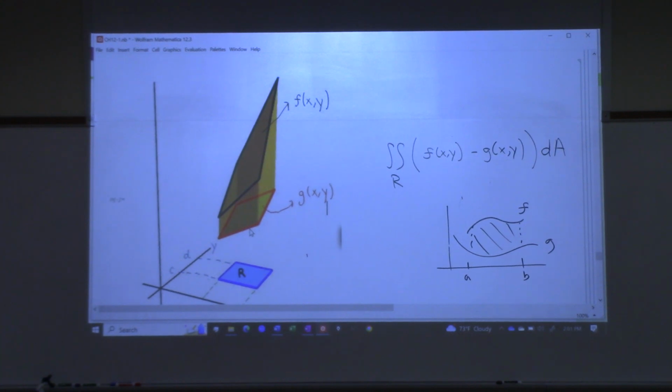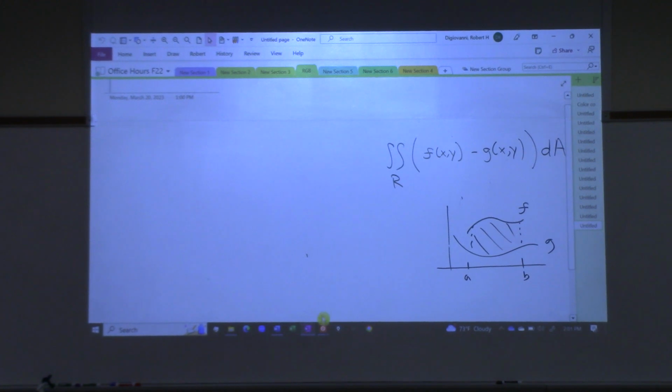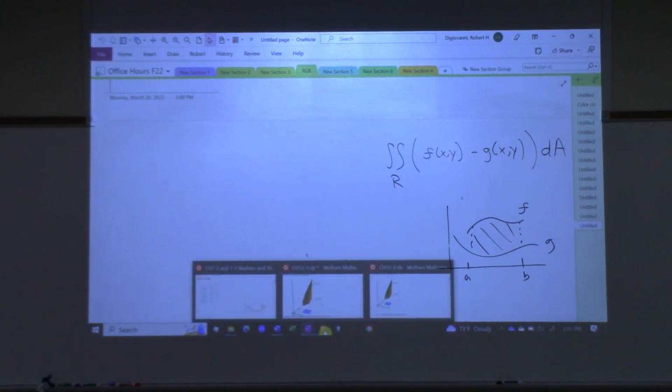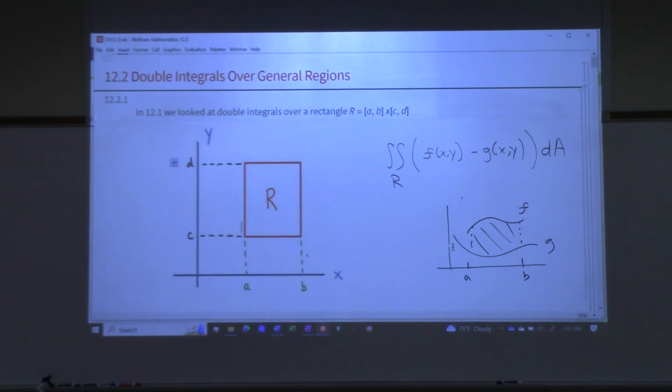Yeah? Okay, let's move on to the next section then, which naturally would be, what if it's not a rectangle on the ground? So, double integrals over general regions.